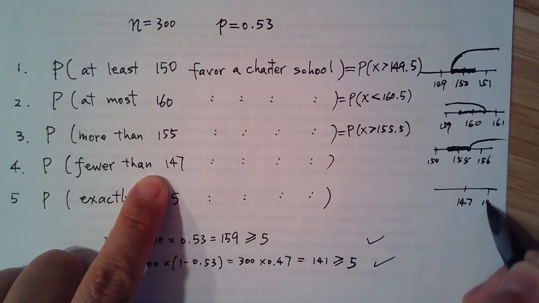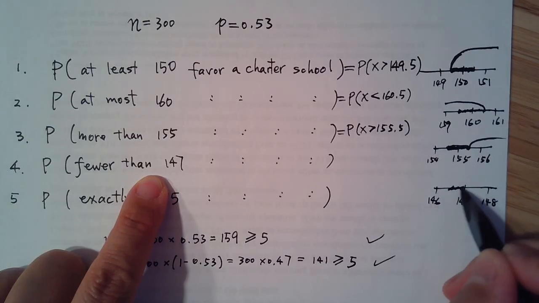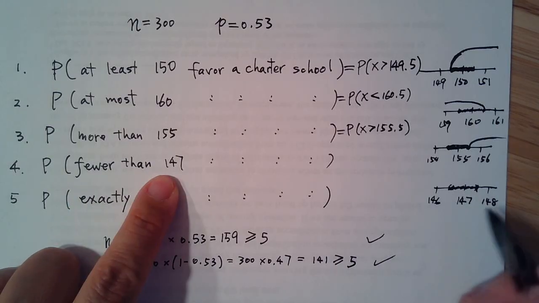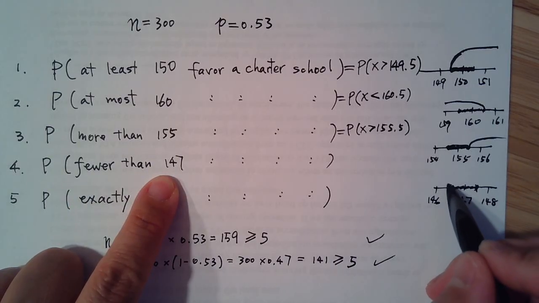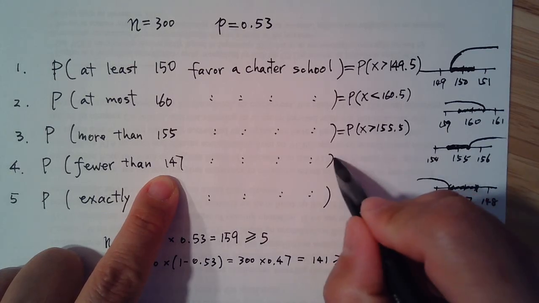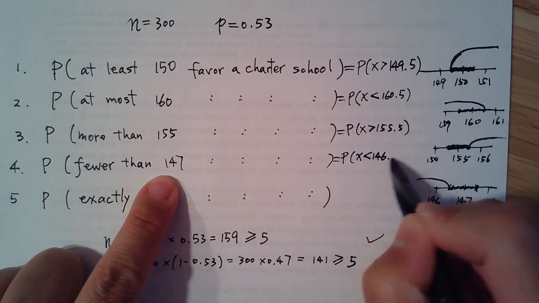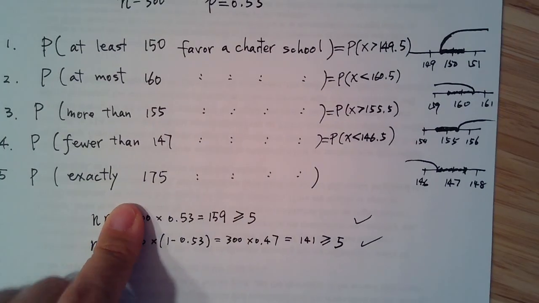And then fewer than 147. See, I'm doing this very quickly, right? So it's 146, and here is our 147. Fewer than that means 147 cannot be included, because fewer means less than, to the left. So that is the probability that x is less than 146.5.